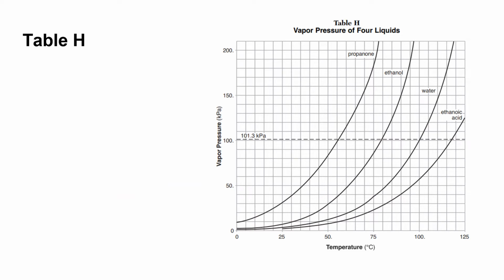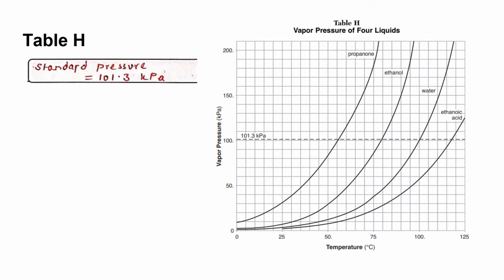And then we are given some information about vapor pressure of four different liquids in Table H. We talked about Table H a little bit. If you look at this table, the first piece of information that we can get is the standard pressure. Your standard pressure is where any liquid out there boils normally.